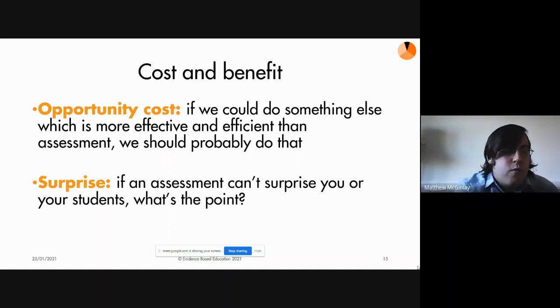And again, one of the things that Professor Rob Coe says is if an assessment doesn't have the capacity to surprise you or your students, what's the point in doing it? We want it to be able to tell us, or even have the capacity to tell us something new about our students, something we didn't already know.